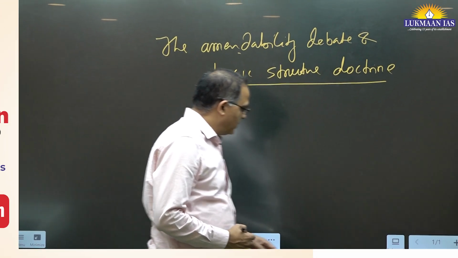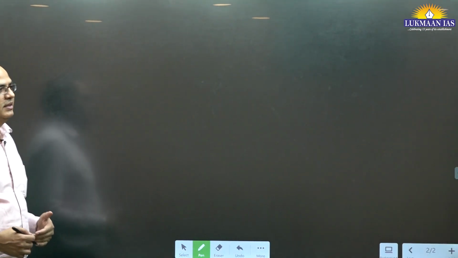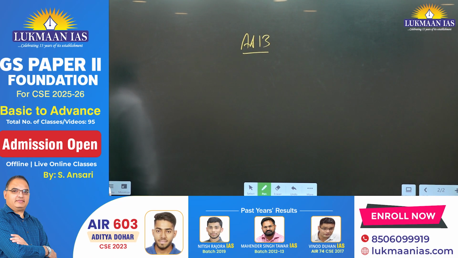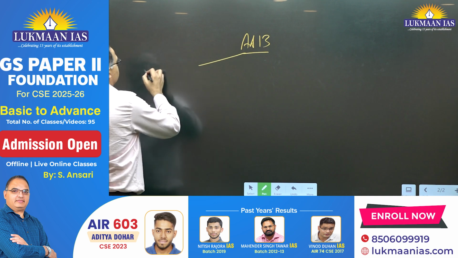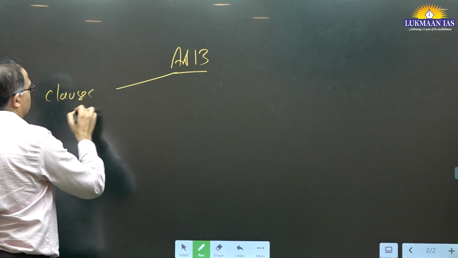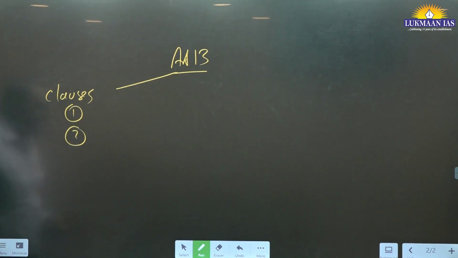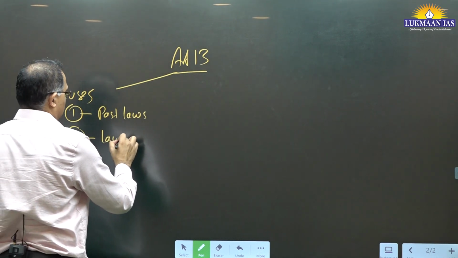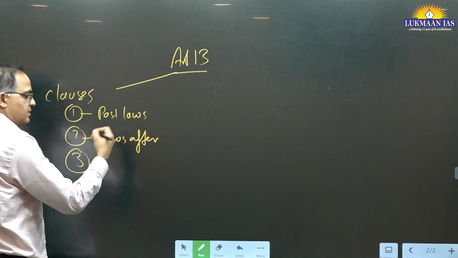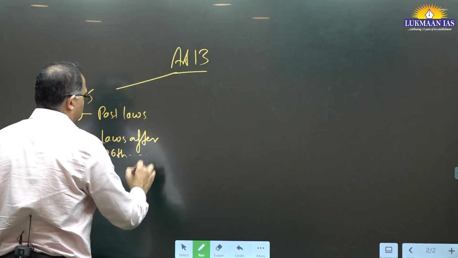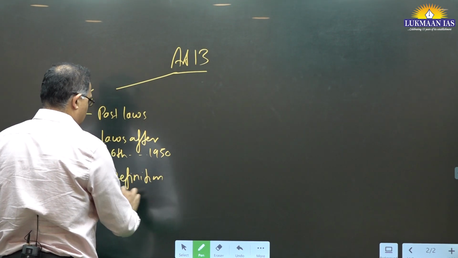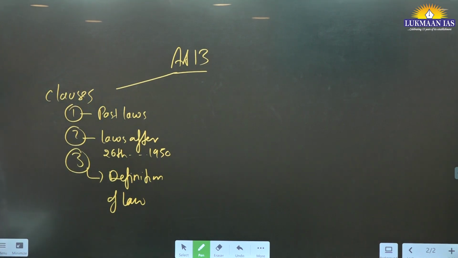So yesterday we told that it starts with Article 13. If you read Article 13, it has clauses 1, 2, 3. We told yesterday that one is about past laws, and another is about laws made after 26 January 1950, and clause 3 is about the definition of law. What is law?